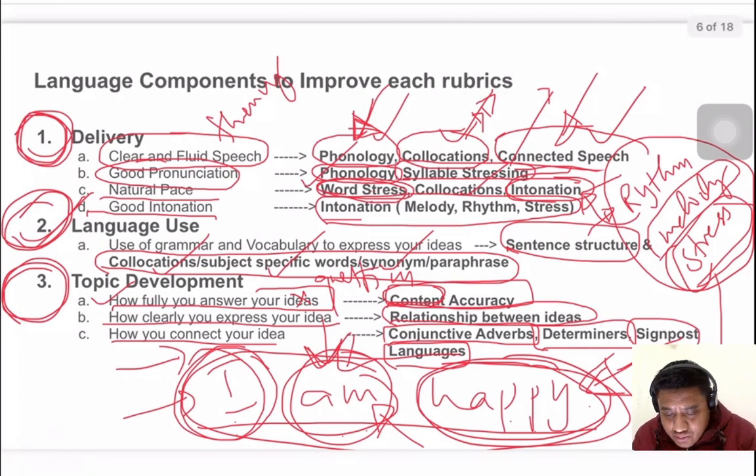So you need to go and check phonology, collocations, connected speech, syllable stressing, word stressing, right? Intonation, sentence structure, yeah, all this. Okay. What I'll do is I'll also give you some links to some YouTube videos that explain this very well. Okay.